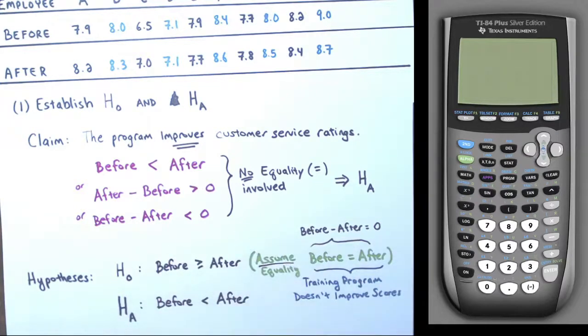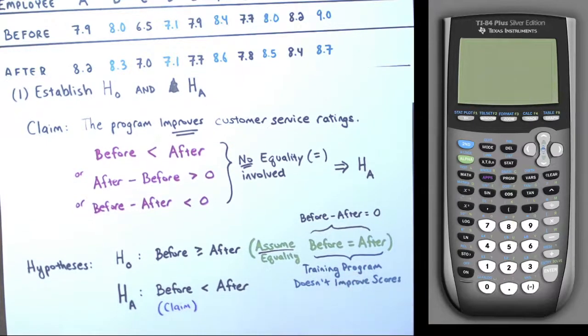Establish your hypotheses. The null hypothesis involving equality. The alternate here does not involve equality, and that was the claim. I'm going to write that here. This alternate hypothesis is the claim being tested, and that's going to be important. And notice that because this has just less than or just greater than, this is a one-tailed test.